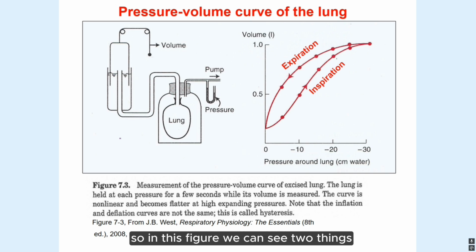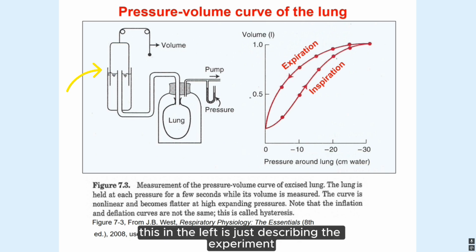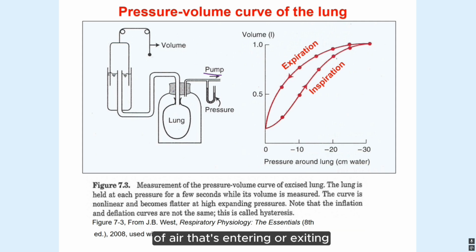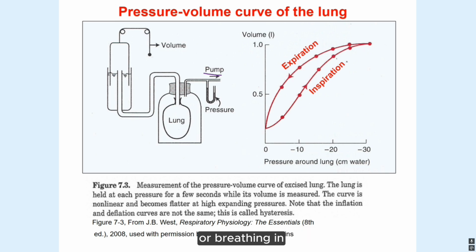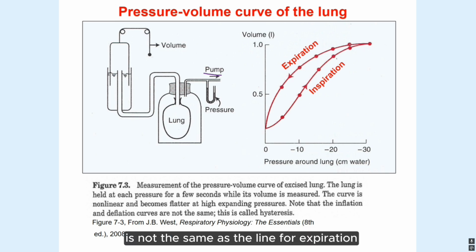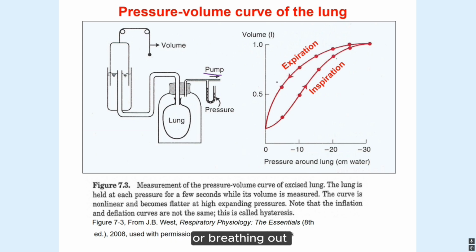So in this figure, we can see two things. This on the left is just describing the experiment. We put a lung in a jar and we use a pump to change the pressure, and then we just measure the volume of air that's entering or exiting the lung. What's more important is this graph over here. Basically, we can see that the line for inspiration, or breathing in, is not the same as the line for expiration, or breathing out. There is a difference between them.